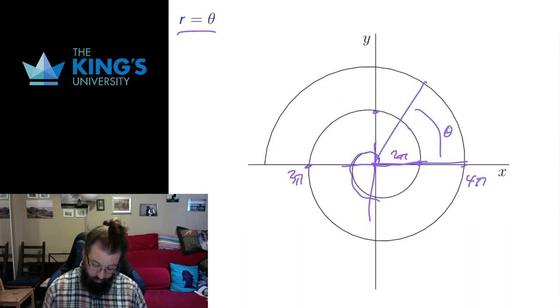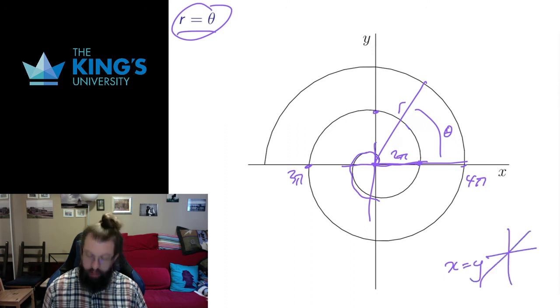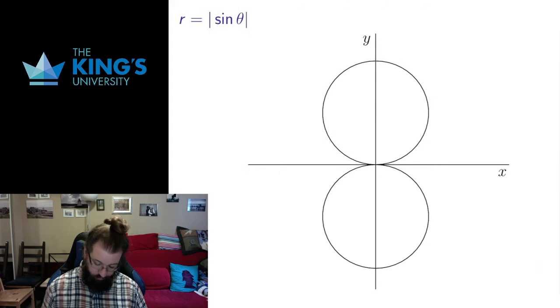So the value of this angle and the value of this radius are precisely the same because the locus says r equals theta. This is tricky, but this is the same idea as interpreting y equals x as the straight diagonal line. Interpreting r equals theta, the only points that have the same radius and angle are the points on this spiral. Let's do some more, and this gets a little bit more complicated.